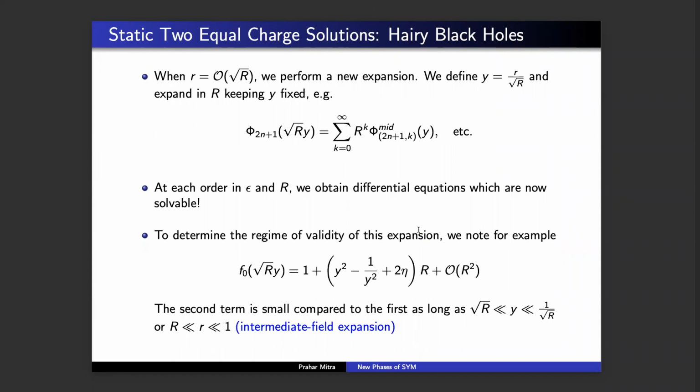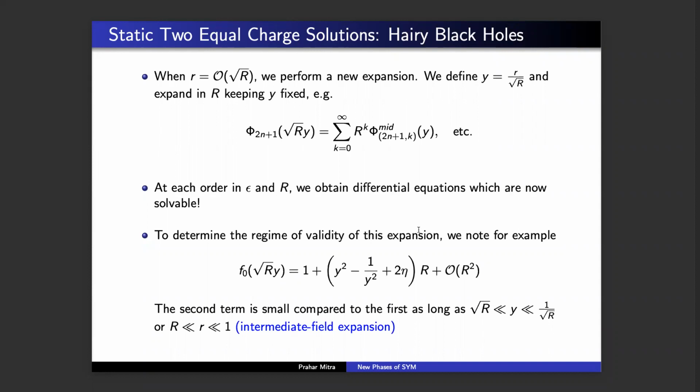So I define a new variable y, which is r divided by square root of R, and then do a small r expansion, keeping y finite. In this way, I'm zooming into the region where the radius is of the order of square root of R. Then you can show that this solution is also valid in a very particular region, when r is much less than 1, but still much greater than the horizon size.